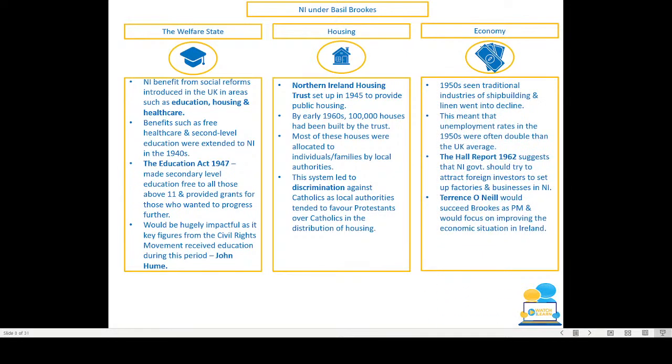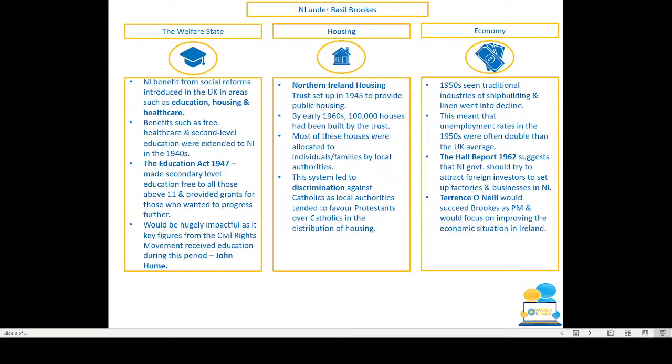Next, the economy. The 1950s saw traditional industries such as shipbuilding and linen go into decline. These industries are wartime industries. They really helped Belfast become an industrial centre in Northern Ireland and in Ireland, and they obviously played a big role in Britain's war effort. They were going to go into decline now. And this meant that unemployment rates in Northern Ireland were often double the UK average.